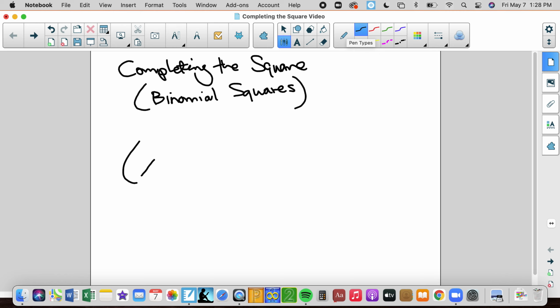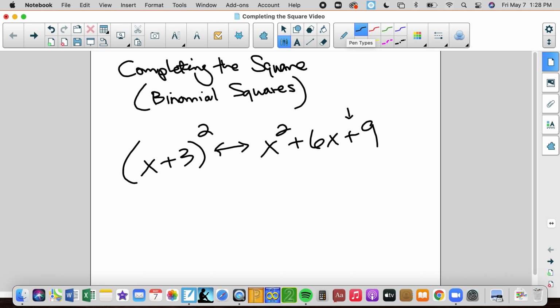Well, this is a binomial that is squared. And can we recognize what it looks like as a trinomial and be able to go backward? So what are the characteristics of a binomial square? Remember, it has three terms. The second sign is positive. You take half of b and square it, and it equals your c value. That's sort of part of it.